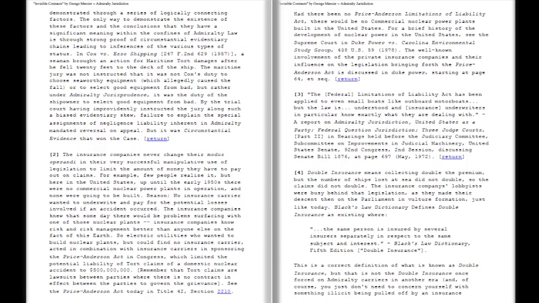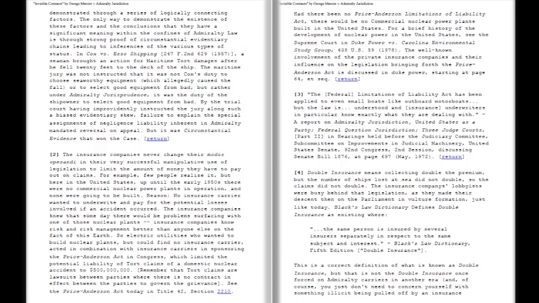Return. 2. The insurance companies never changed their modus operandi in their very successful manipulative use of legislation to limit the amount of money they have to pay out on claims. For example, few people realize it, but here in the United States, up until the early 1950s, there were no commercial nuclear power plants in operation, and none were going to be built. Reason: no insurance carrier wanted to underwrite and pay for the potential losses involved if an accident occurred.